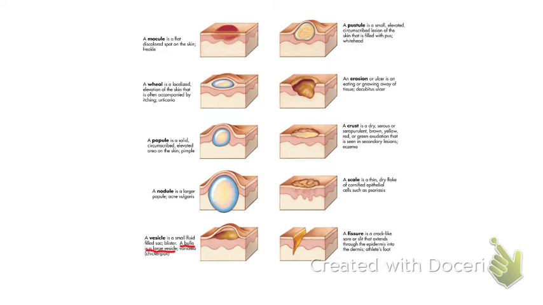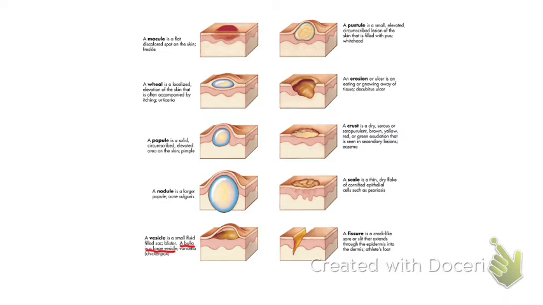A macule is a flat, discolored spot on the skin, such as a freckle. A wheal is a localized elevation of the skin that is often accompanied by itching. This is like hives or urticaria. A papule is a solid, circumscribed, elevated area on the skin, and an example of this is a mole, which is raised. A nodule is like a papule, but it's larger.